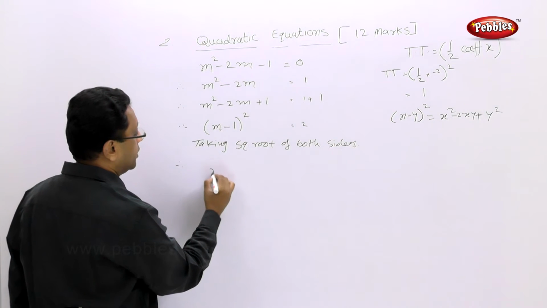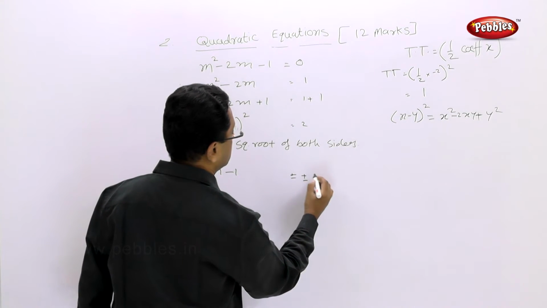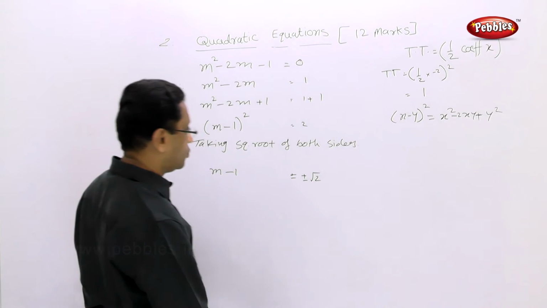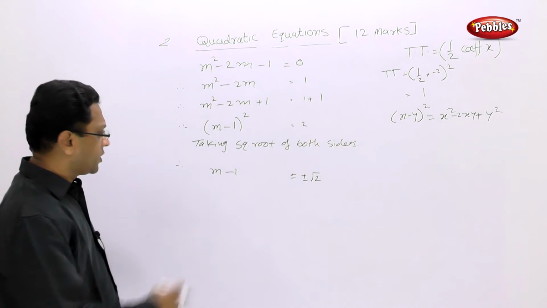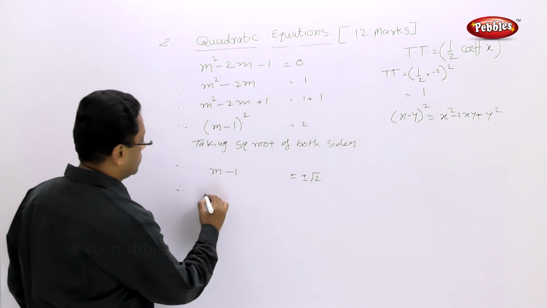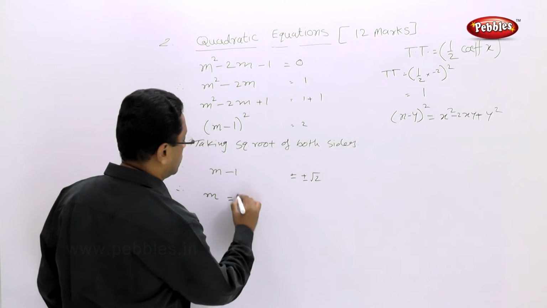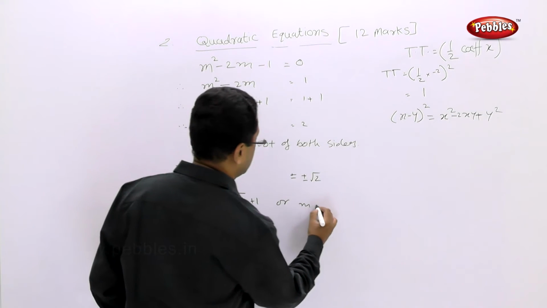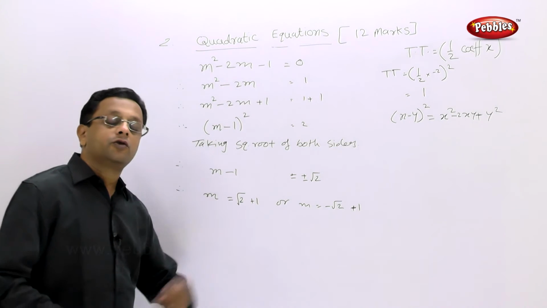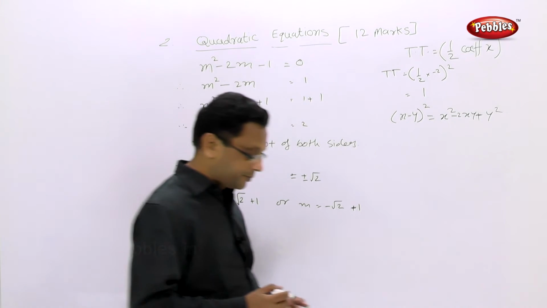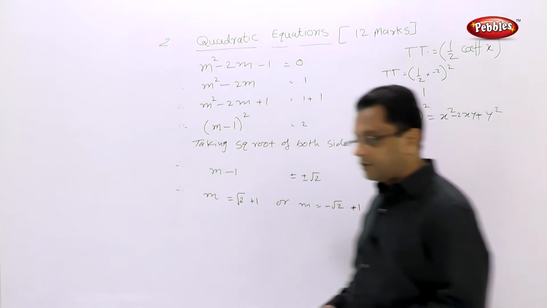So I get m minus 1 is equal to plus minus root 2. Okay, next is simple. So m is equal to root 2 plus 1, or m is equal to minus root 2 plus 1. These two are the roots of the quadratic equation. So keep this in mind, we'll see a few more examples.